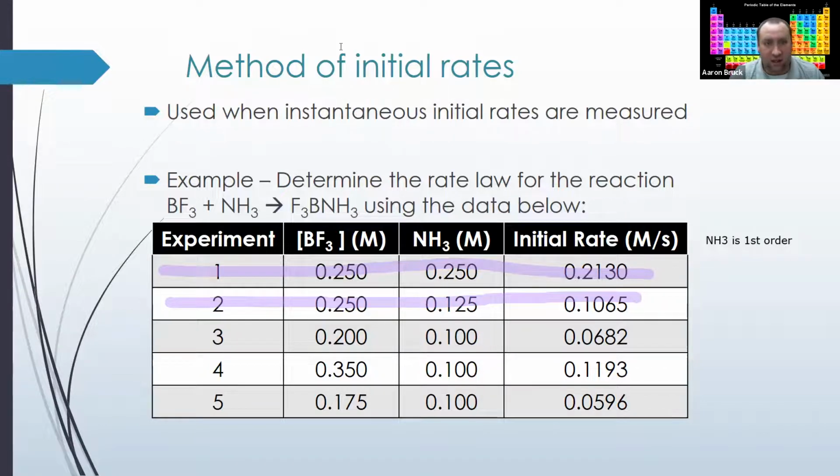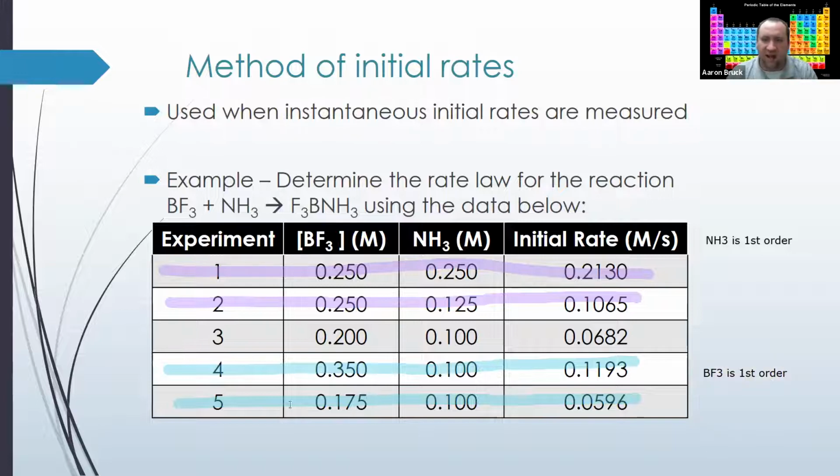And similarly, I could look at reaction 4 and reaction 5 here. Here I'm holding ammonia constant. I've cut the concentration of boron trifluoride in half, and you can see that the rate of reaction has been cut in half as well. We would conclude that since that relationship is linear, the boron trifluoride is also first order.